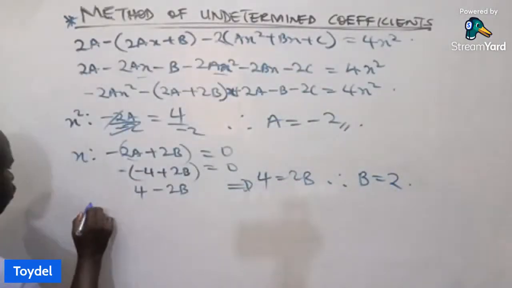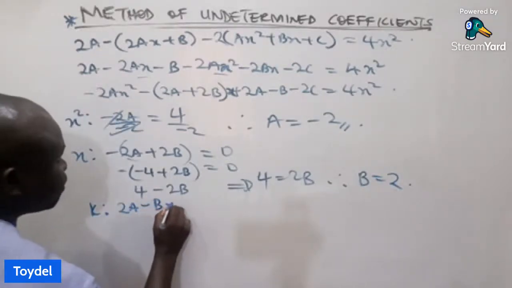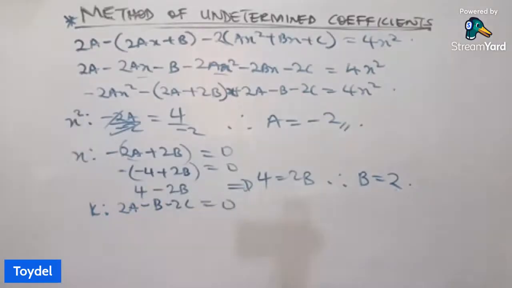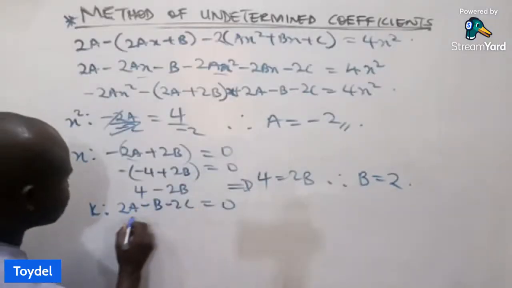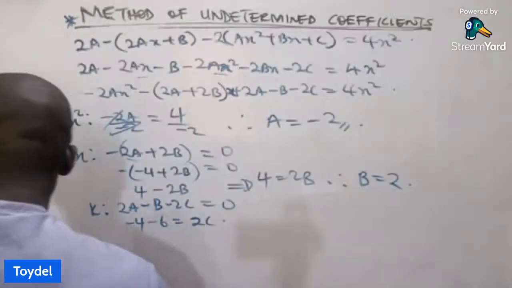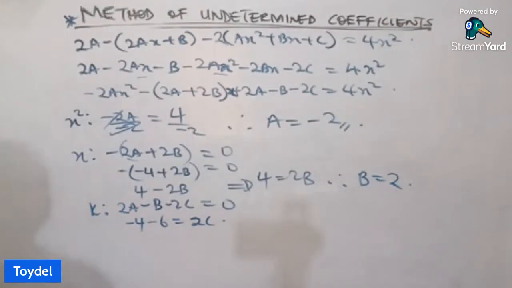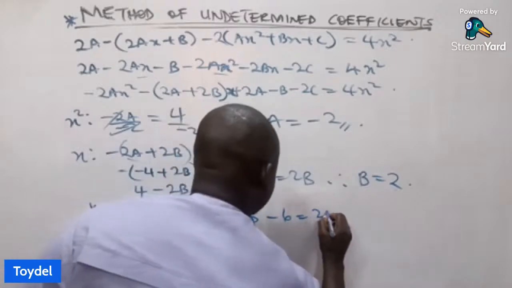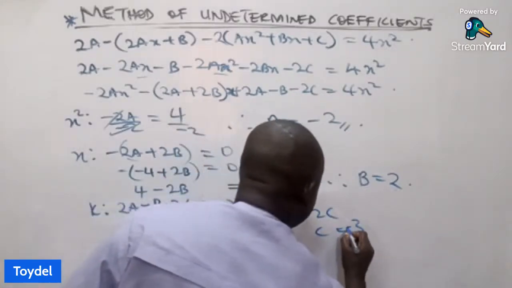We go to the constant, the one without x. So we have 2a minus b minus 2c equal to 0. The value of the constant at the right hand side is equal to 0. What is a? A is minus 2. So this will be minus 4. B is 2. This will be minus 6. It is equal to, I can transfer this, 2c. So this implies that minus 6 is equal to 2c. Then c is equal to minus 3.